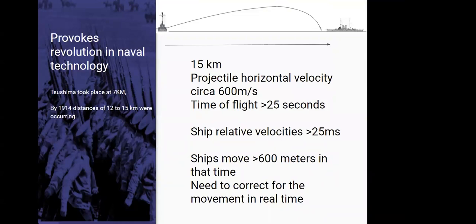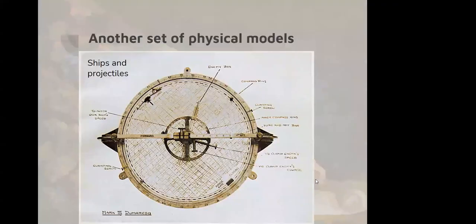Tsushima took place at a distance of about 7 kilometers. By a few years later, distances had gone up to 12 to 15 kilometers. You do a few calculations. At 15 kilometers, a projectile with a horizontal velocity of 600 meters per second, again, a realistic one, would have a 25-second time of flight. Ships were by then moving at relative speeds of maybe 25 meters a second. So during that time, they'd move 600 meters, and you need to correct for this movement in real time. So how do you do this?